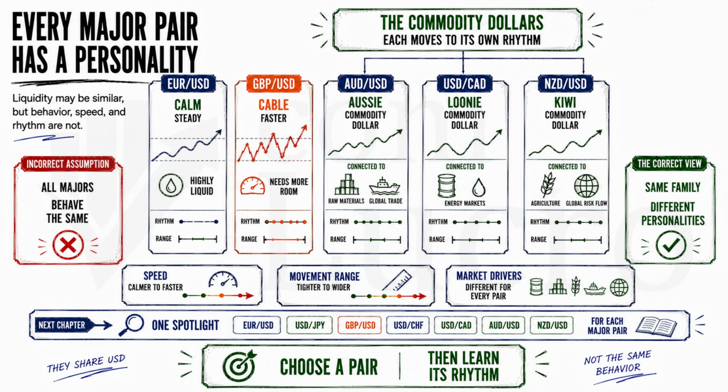And one last seed to plant for what's coming. Even within those 7 majors, each pair has its own personality. Euro USD tends to be calm and steady. Cable, GBP/USD, moves faster and needs more room to breathe. And the commodity dollars, the Aussie, the Loonie, and the Kiwi, each dance to their own tune. We're going to give every one of them its own spotlight in the next chapter of this series.